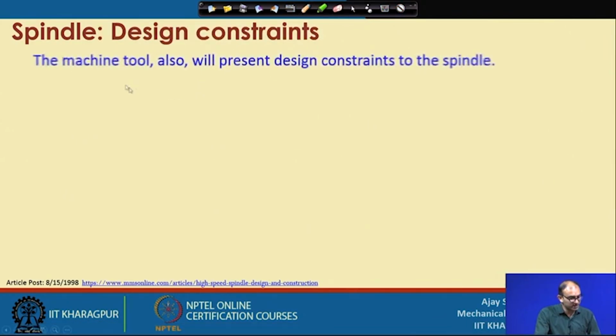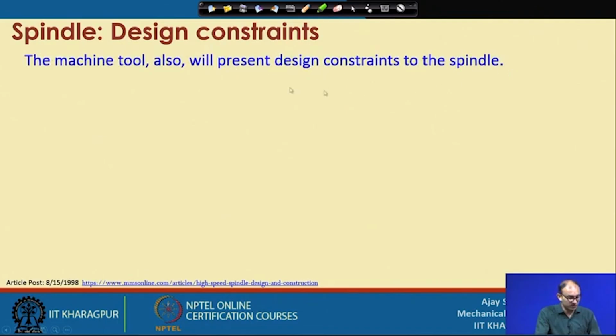What are the design constraints here? The machine tool also presents a design constraint to the spindle, because each and every spindle cannot be fitted to each and every machine tool. First is the amount of available space in the head. When you design a machine tool, suppose you add one spindle, but later you find that the spindle RPM is not enough, so you want to replace it. Then whatever space is available, you have to work within that area only. If the size is different and the other fitting arrangements are not available, then it will not fit that particular machine tool.